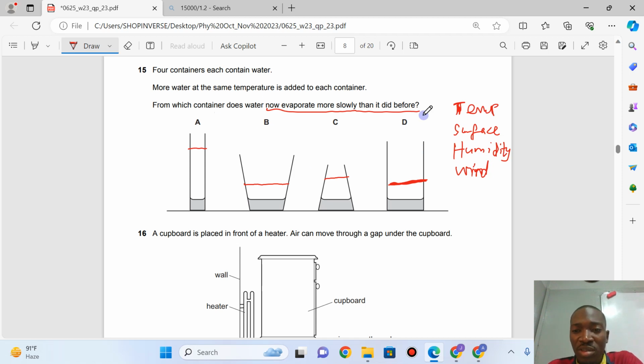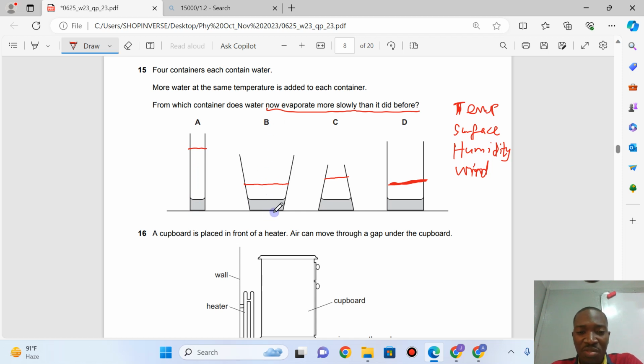There's no mention of temperature, there's no mention of surface area, there's no mention of humidity, there's no measure of wind. You just talk about adding water. But look at the shape of this container. What factor do you think is changing? It is surface area. So let's focus on surface area. Here, as you're adding water, surface area of the water does not increase. Here, as you're adding water, surface area of the water increases.